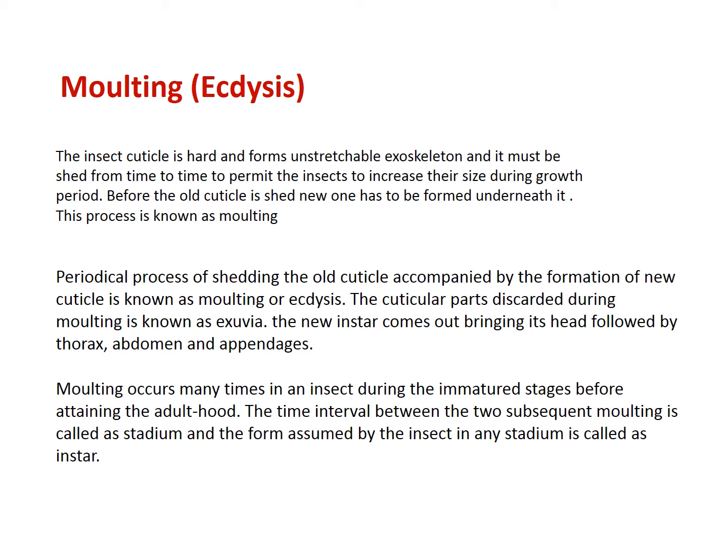The cuticular parts discarded during the process, the older one, is called exuvia. The new instar comes out, bringing its head followed by thorax, abdomen, and appendages. Molting occurs many times in insects during the immature stages before attaining adulthood. The time interval between two subsequent moltings is called stadium, and the form assumed by the insect in any stadium is called an instar.